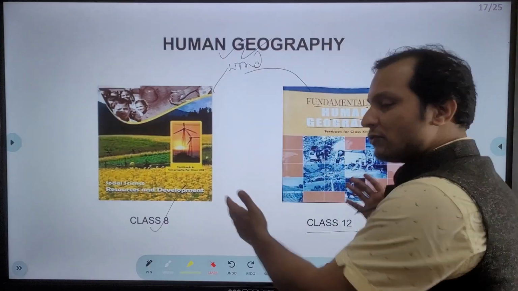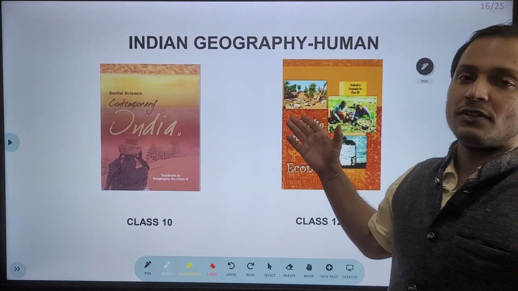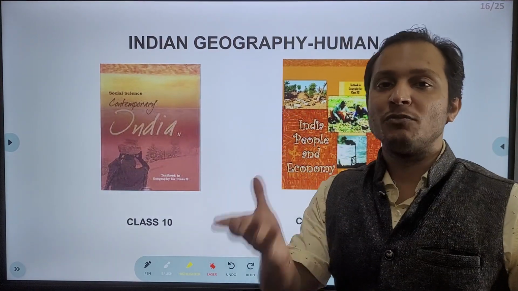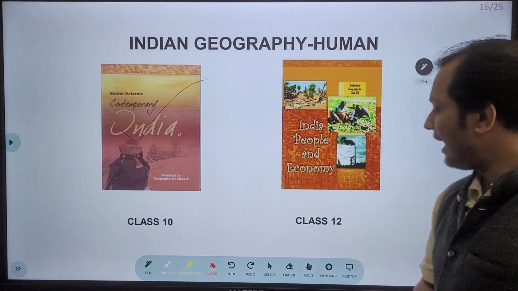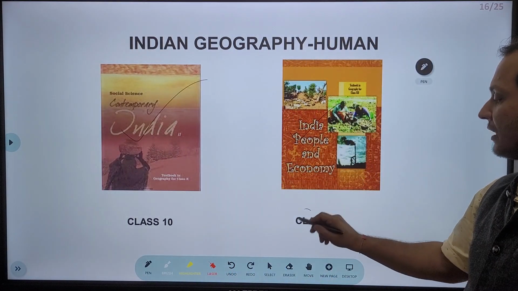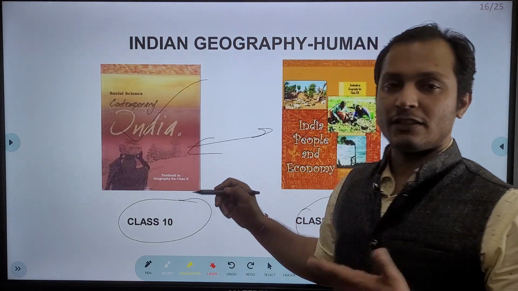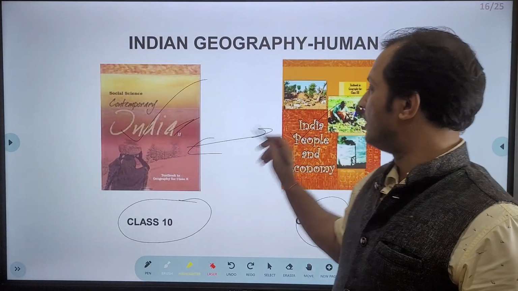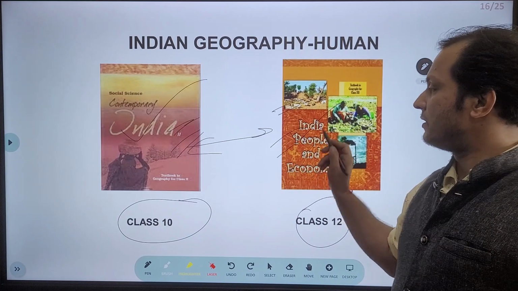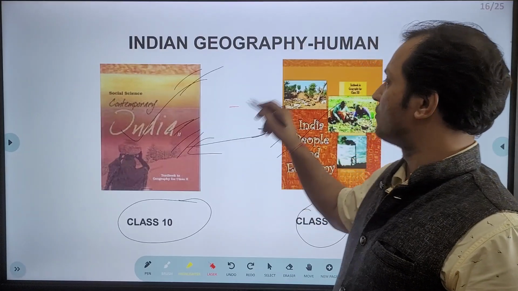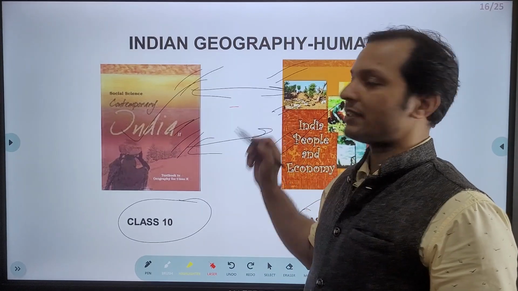After you read these two books, then you go to these two books where you will read Indian human geography, which is Contemporary India Part 2 class 10th book, and India People and Economy class 12th book. These two books you can read together. Resources are there here also, mineral resources are here also, industry location is here also, population resource here also. So you can integrate these two books and read them together.